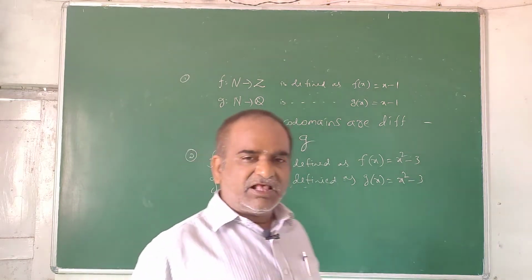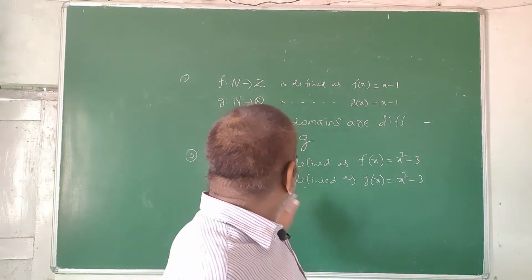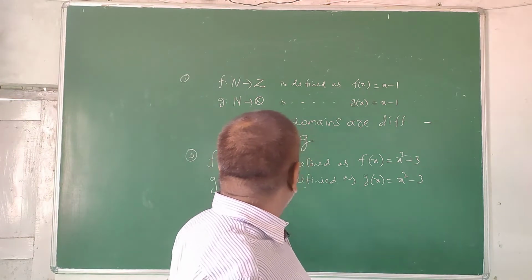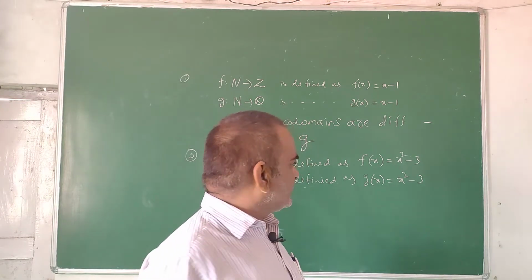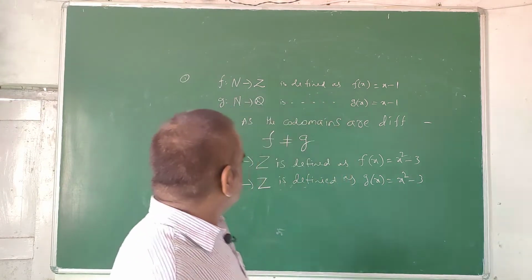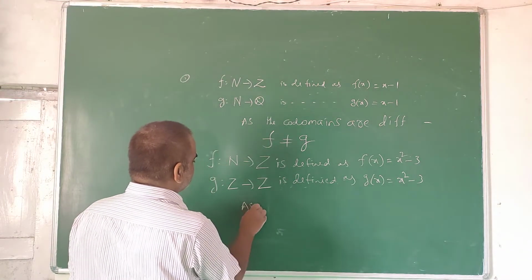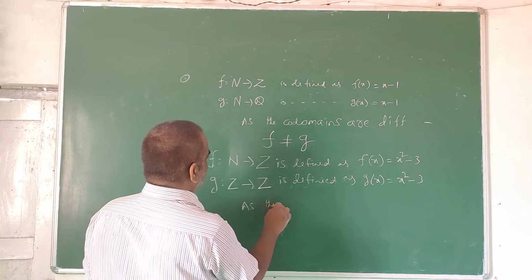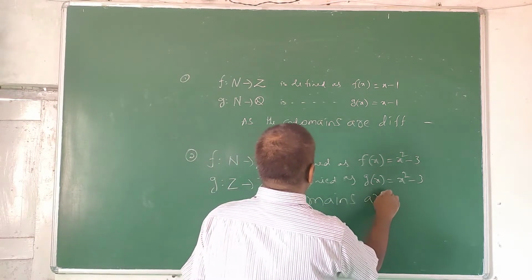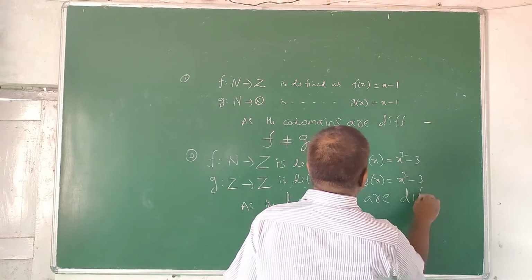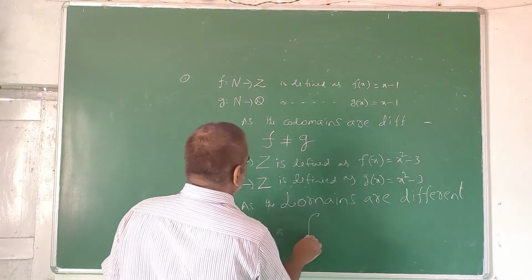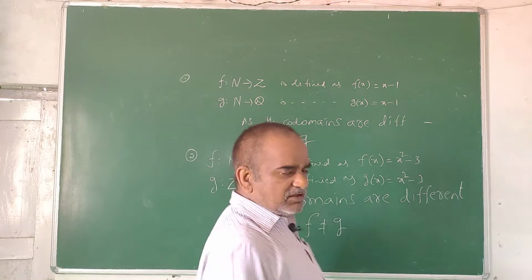Now are these functions equal? No. Why? The domains are different. Codomains are same, definitions are same, but the domains are different. As the domains are different, these functions are unequal. So I have to give the same reason: as the domains are different, these two functions are unequal, right?